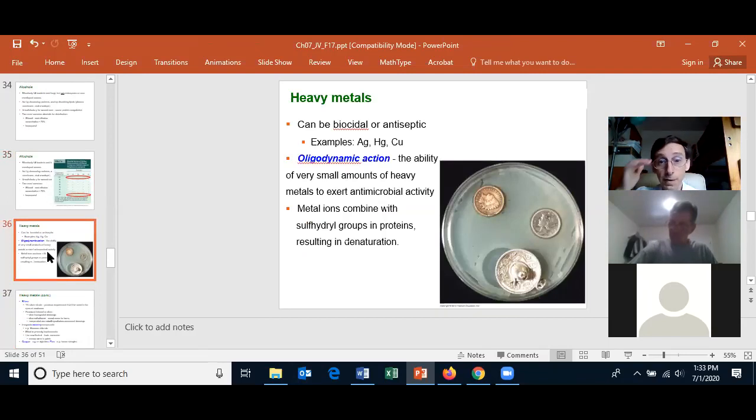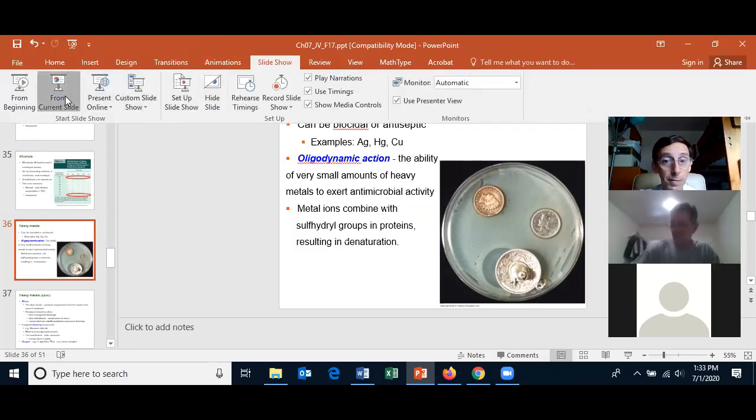If not, we'll move on to heavy metals. They can be biocidal or antiseptic. Some examples of heavy metals which are useful: silver, mercury, and copper. And you really only need small amounts of the heavy metals for them to be effective.